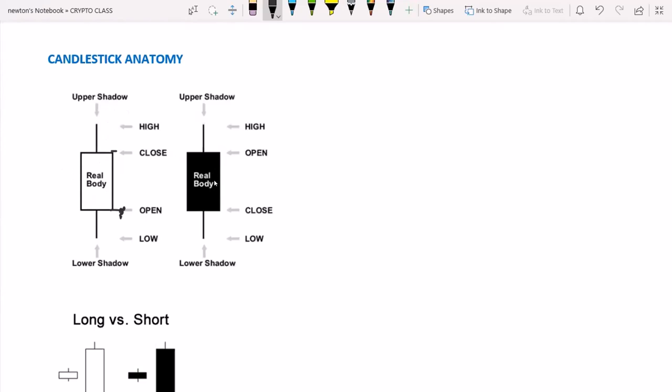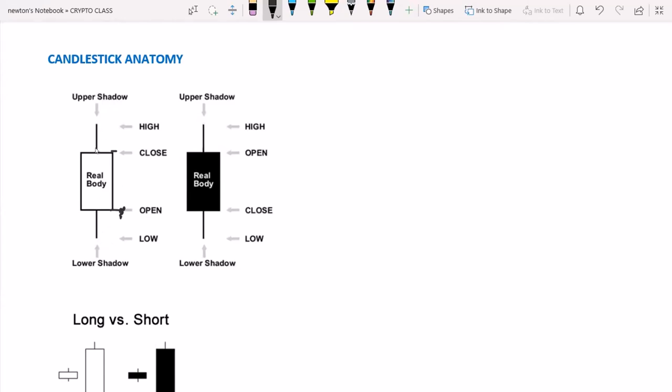Now, what differentiates the bullish and the bearish candle? Simple. In the case of the bullish candle, the market opens from this point, look at this point if you can see my screen here, and the market closes here. Now these two wicks here represent the shadow. We have the upper shadow and the lower shadow.